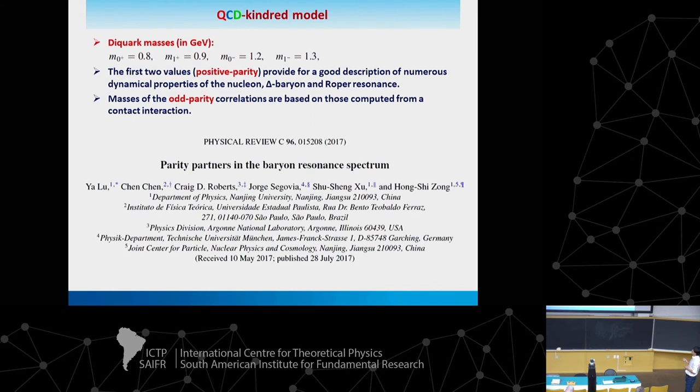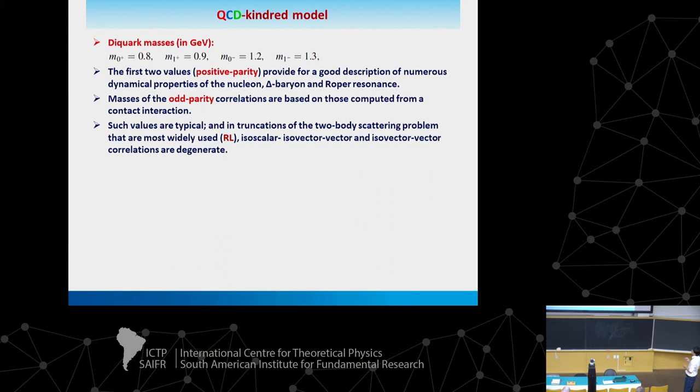We have a study of this baryon's nucleon excitations based on contact interaction. In this paper, we calculate the baryon spectrum, including all kinds of diquarks, based on contact interaction. So from this paper, we got some insights or experiments to have the information of the diquark mass. Such values are typical, and in the rainbow-ladder truncation, the isoscalar vector and the isovector vector correlations are degenerate, which means the masses of the vector diquarks are degenerate.